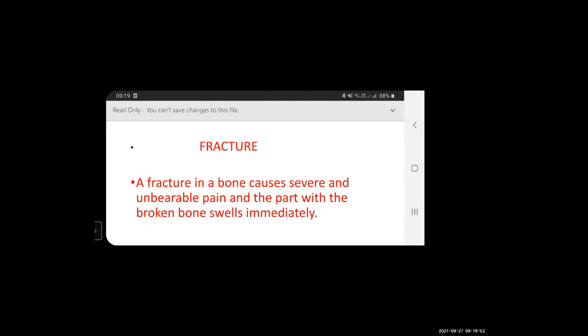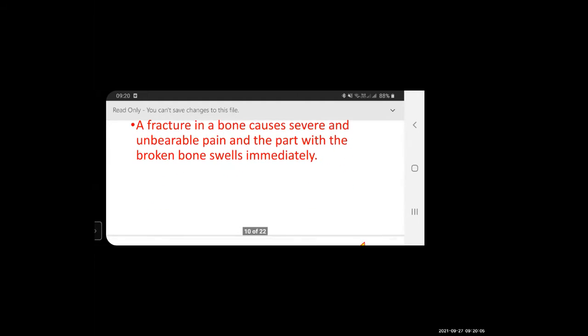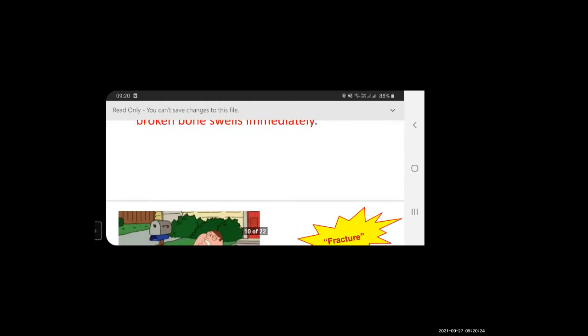So what is the definition of fracture? A fracture in a bone causes severe and unbearable pain, and the part with the broken bone swells immediately. What happens sometimes when you get a fracture, when you fall down from some place or while playing? Sometimes we take home medicine, okay? But the next day, what happens to the part of the broken leg or hand? It becomes swollen, okay? Understood? So that is called a fracture.